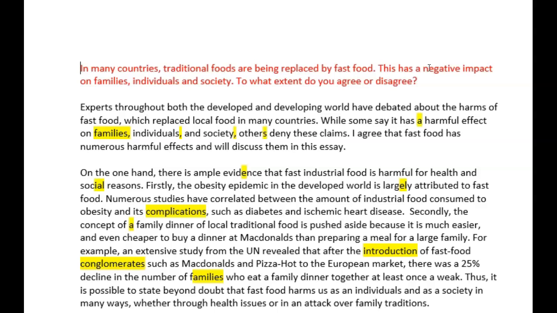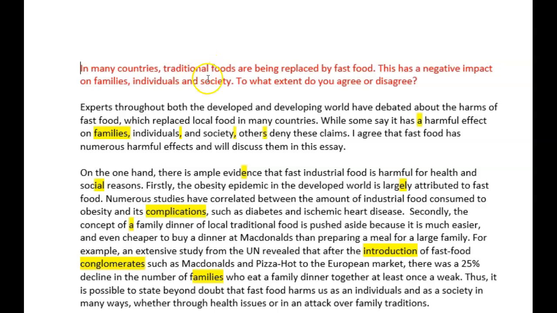Okay, now, there are a couple of things that I want to talk about. It's fine, it's a nice introduction, but it needed a little work with vocabulary. Why? First of all, families, individuals, and society is identical to what's here. Try to find another way to rephrase this so that you're not copying language from the text above.